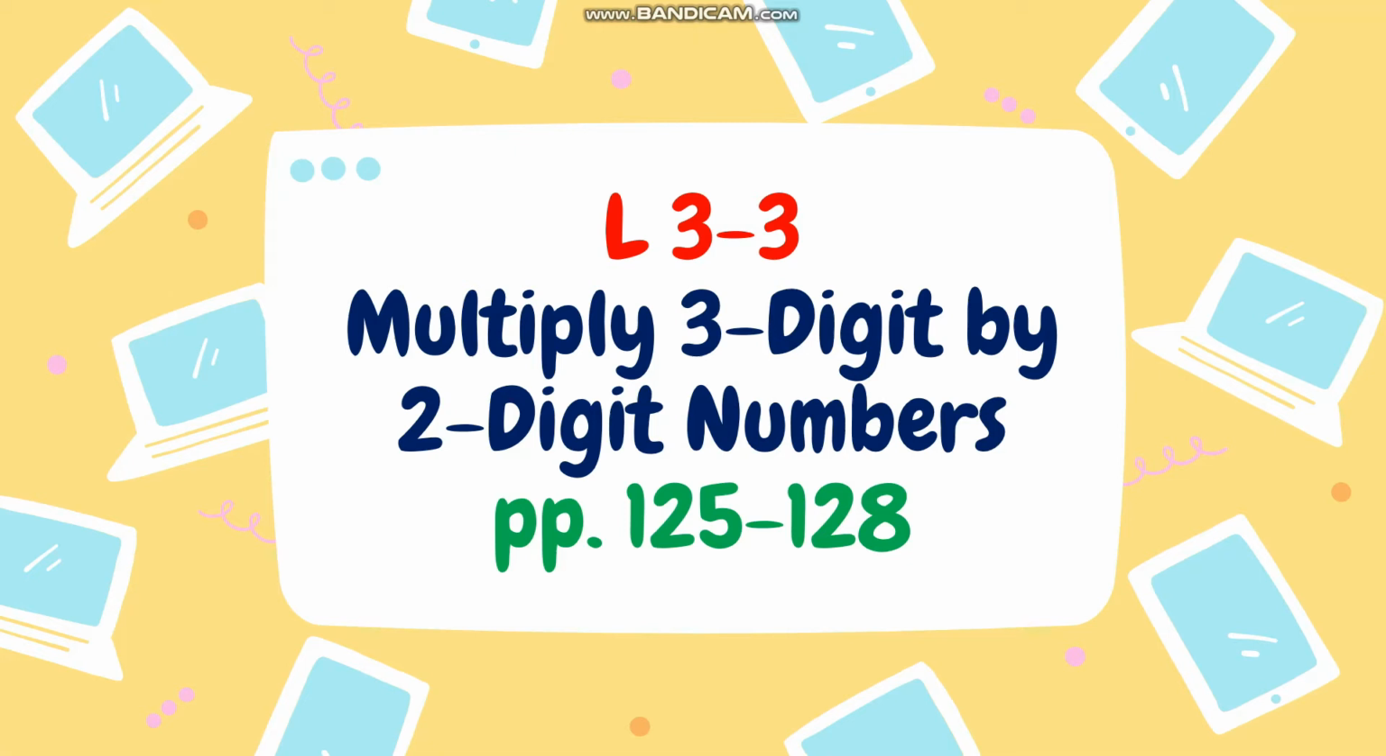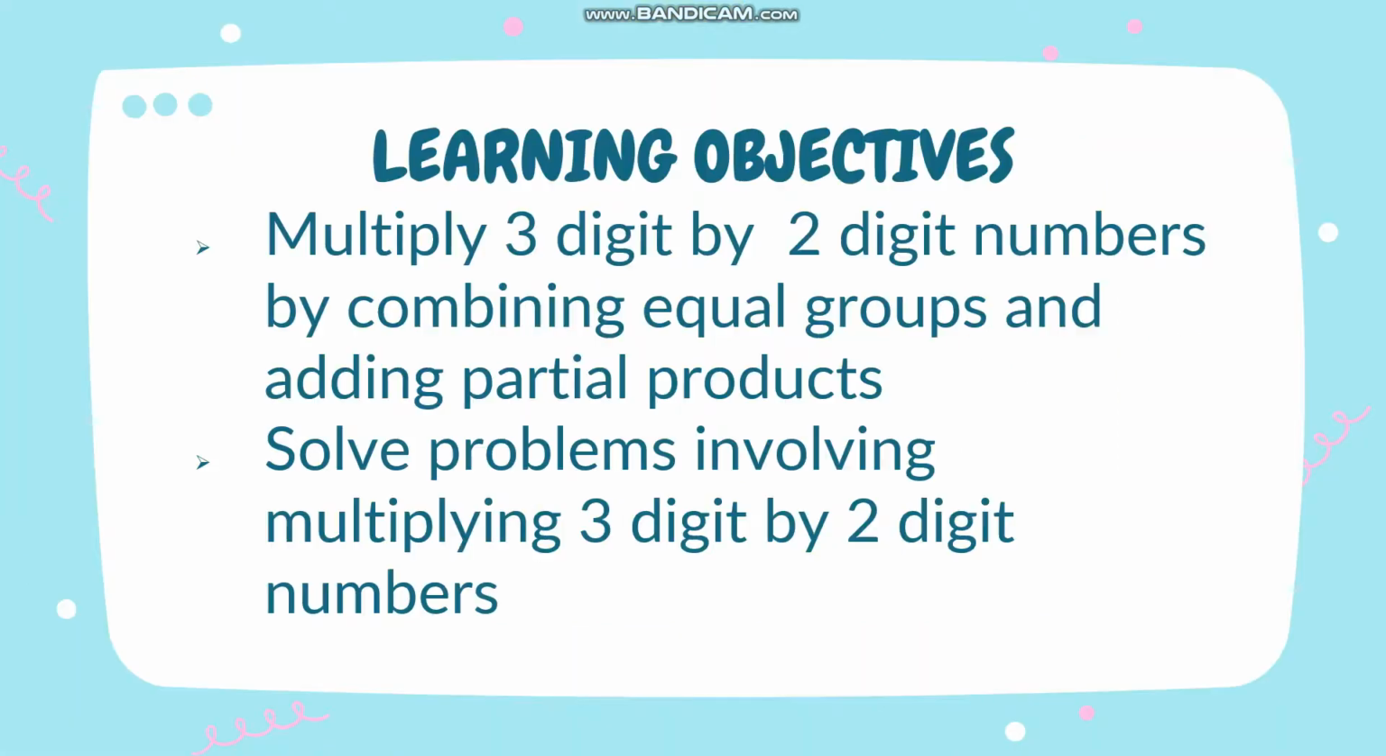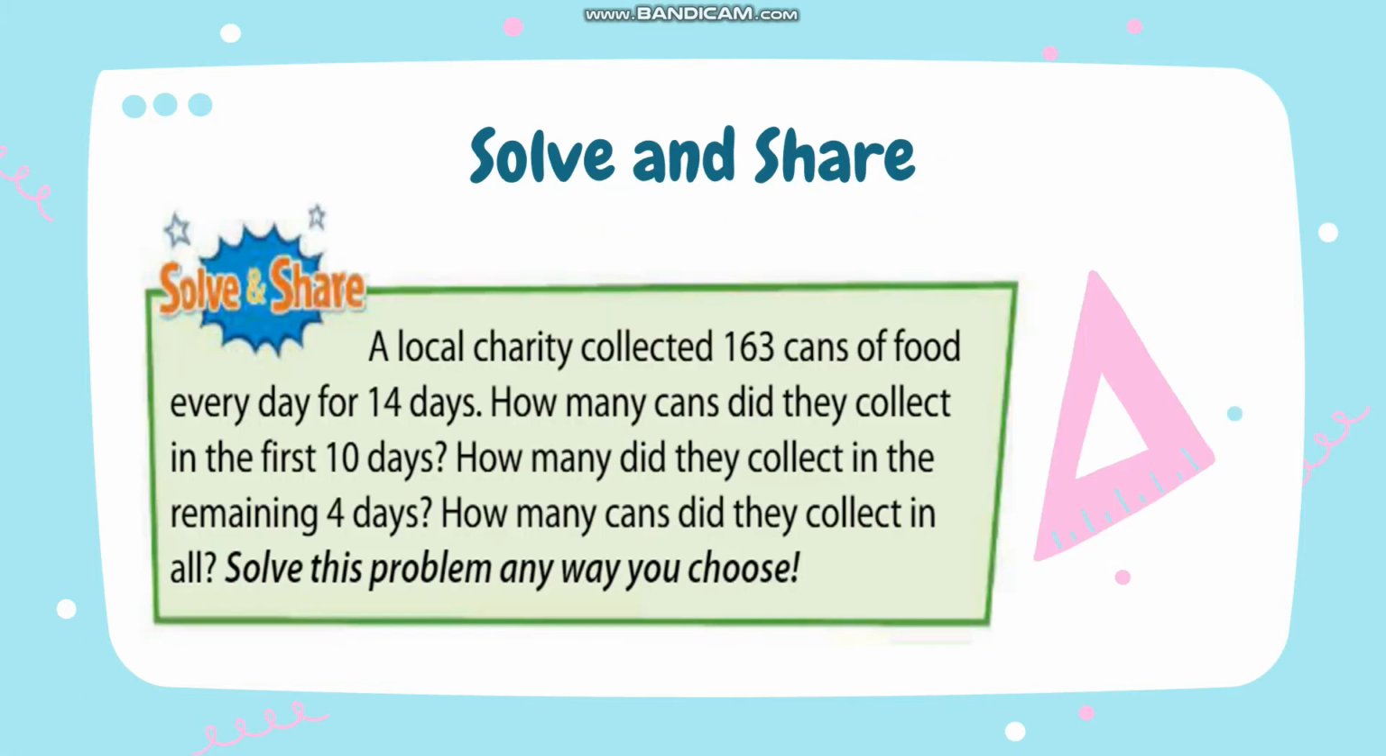Good morning, everyone. Our topic for today is Lesson 3-3, multiply 3-digit by 2-digit numbers. You will find this lesson on page 125 up to page 128 from your book. Here are the learning objectives for today's lesson. You're going to multiply 3-digit by 2-digit numbers by combining equal groups and adding partial products, and solve problems involving multiplying 3-digit by 2-digit numbers.